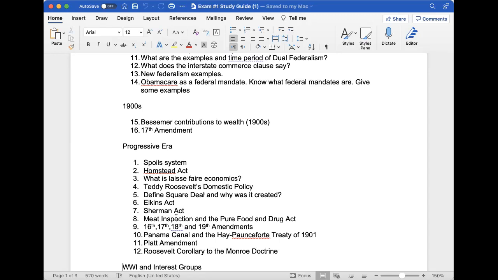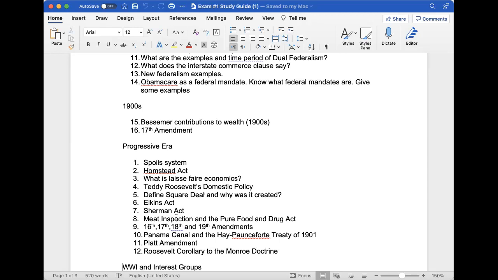Know what the 16th Amendment was? That was the amendment that introduced the federal income tax. Know the 17th Amendment, which we talked about. The 18th Amendment, which prohibited the manufacturing and sale of alcohol. The 19th Amendment, which gave women suffrage in 1920, which allowed women the right to vote.